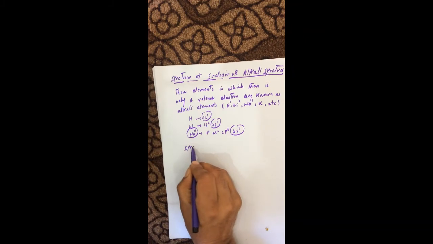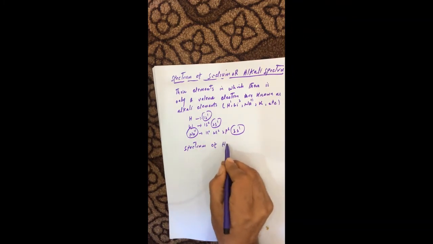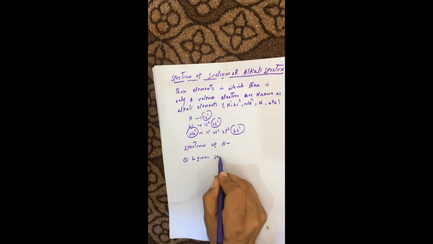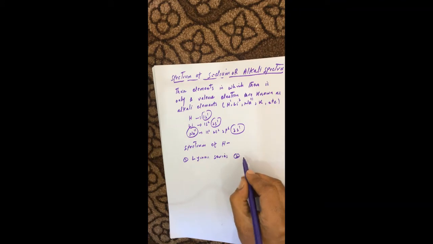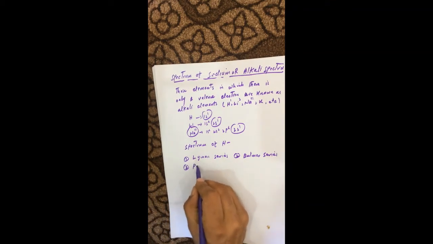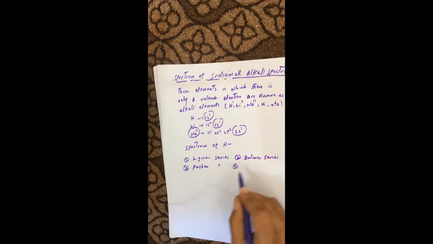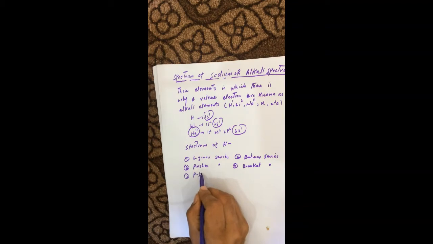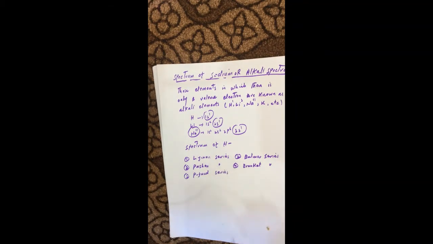And we already discussed the spectrum of hydrogen. We already know that there are 5 series in the spectrum of hydrogen, and these series are the Lyman series, the Balmer series, the third one is the Paschen series, the fourth one is the Brackett series, and the fifth one is the Pfund series. These series are given here.